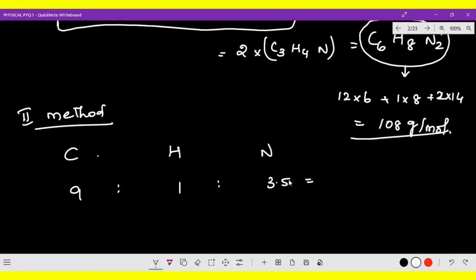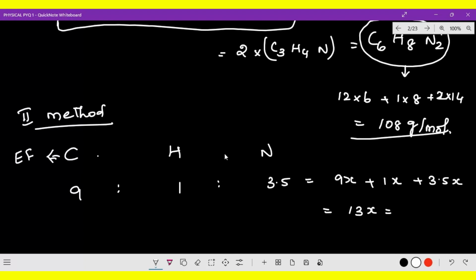So here we just take it as x. So 9 into x, that is 9x, plus 1x plus 3.5x. So altogether you will get 13x. So 13x, this is actually the empirical formula, right? This is empirical formula only now.